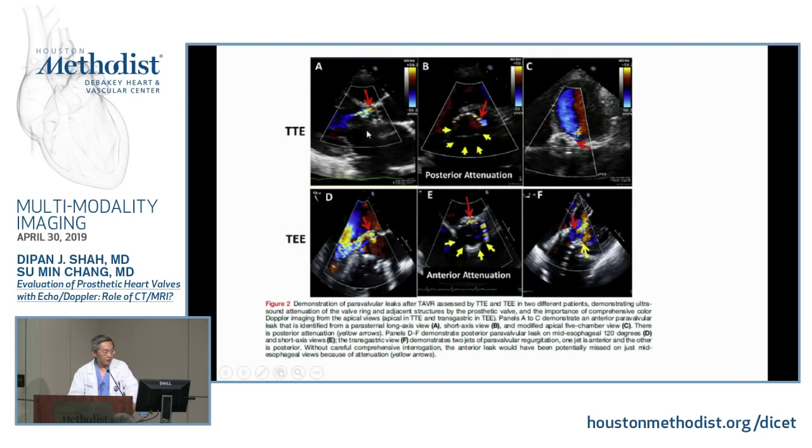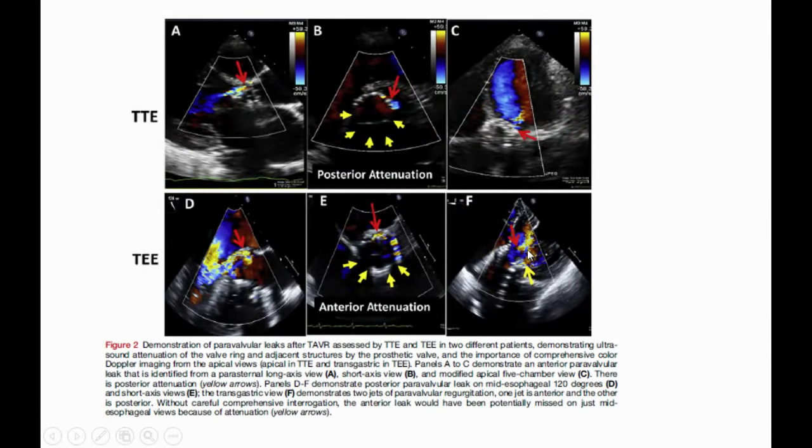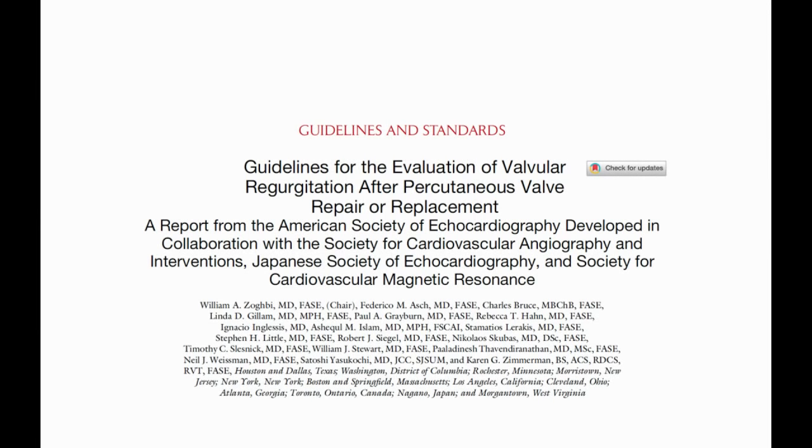This patient had one jet only. This patient actually had two jets, and you could only find out when they went to a deep transgastric view. So the key is that the jet is usually eccentric. You need to do a good job scanning through the entire prosthetic valve, oftentimes at different unusual angles.